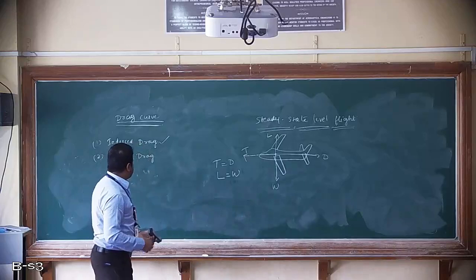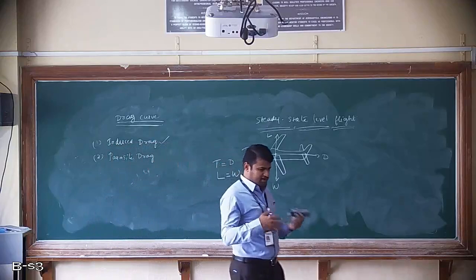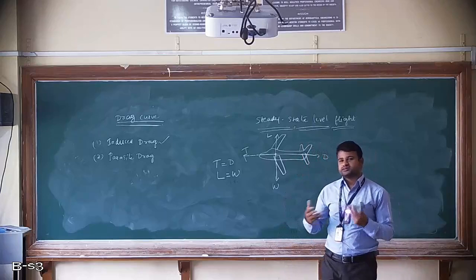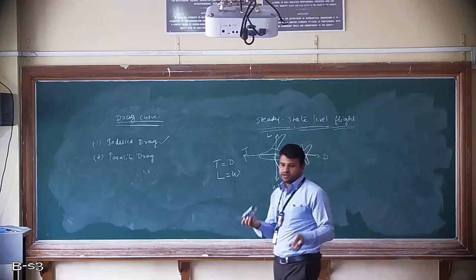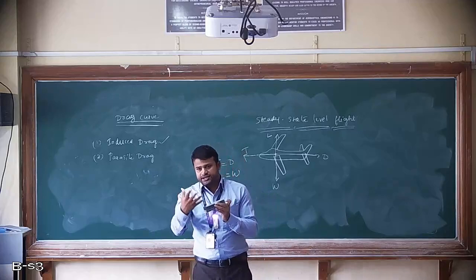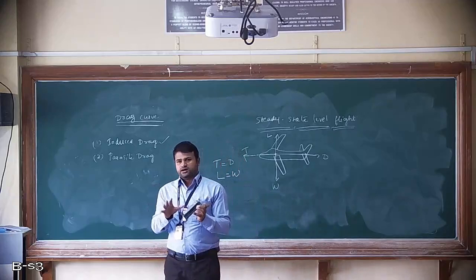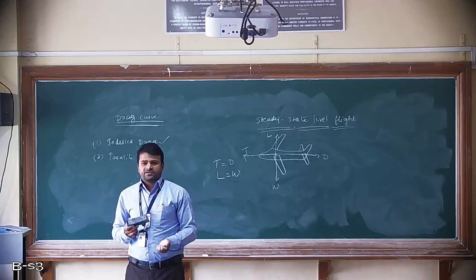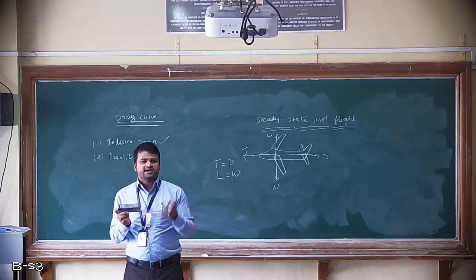Second thing, parasite drag. What is parasite drag? Parasite drag is one kind of drag which gets created due to the surfaces of the aircraft, whether it is the nose, the engine part, the tail plane, or the fuselage. Whatever body parts are outward, exposed to the atmosphere, will create certain drag. How? By just going against the wind flow or air flow.